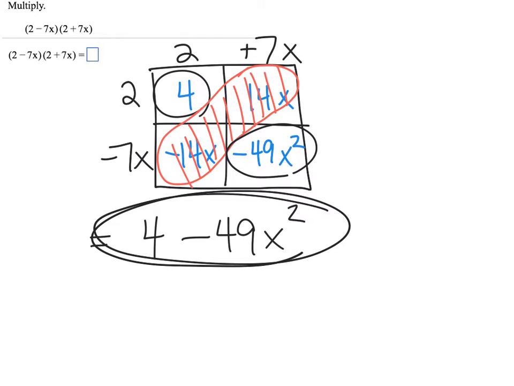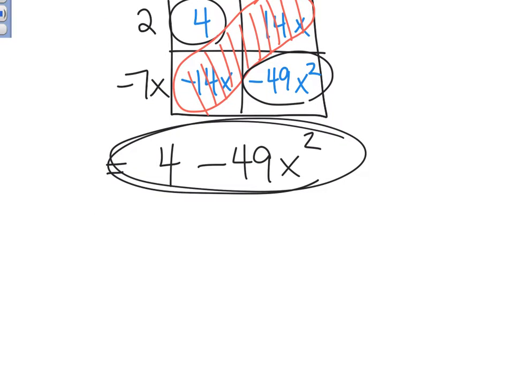But I want you to see the cool little trivia, the difference of squares. 2 times 2, and this is 7x times 7x. All right, that's the difference of squares. Right now it's just trivia, but it's going to come in handy later.